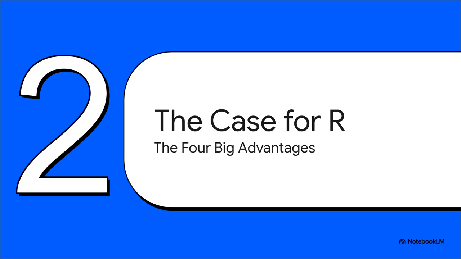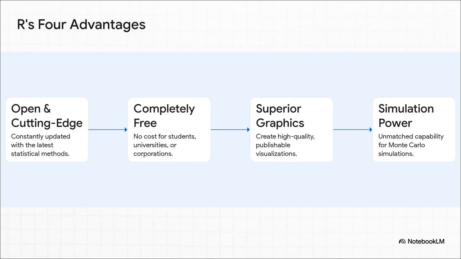Okay, Section 2, the case for R. So we know it's powerful, we know it's versatile, but that doesn't really explain the revolution, does it? Let's break down the 4 huge advantages that are getting so many people to make the switch. So, here are the 4 big pillars of the R revolution. It's open source and always on the cutting edge. It costs nothing, completely free. The graphics are just superior for publishing, and its power for running simulations is, well, it's pretty much unmatched. Let's dive into each one.